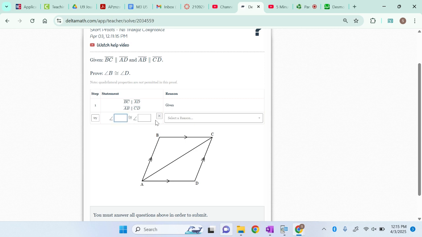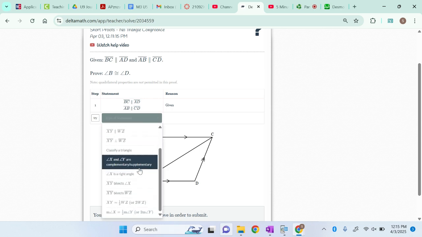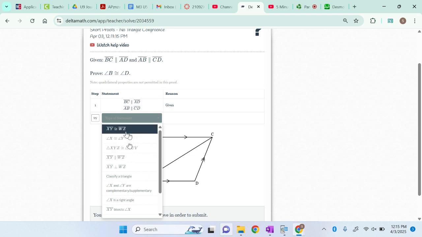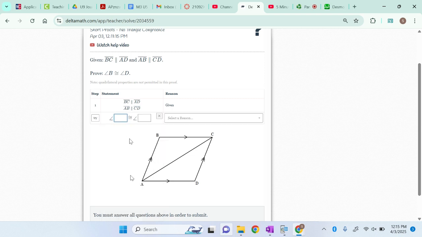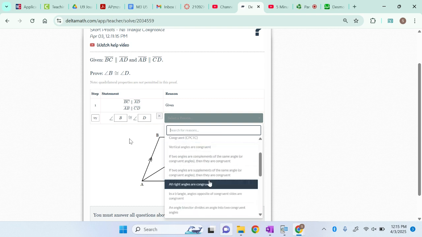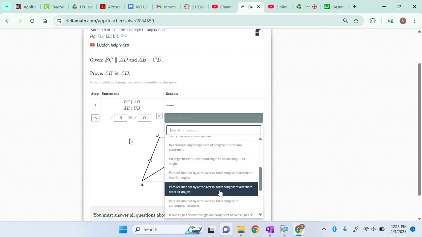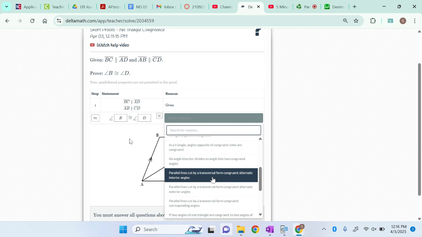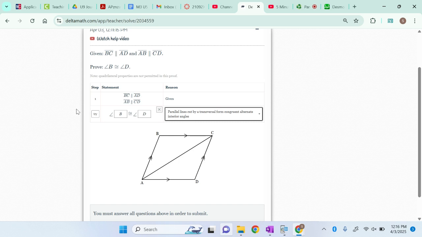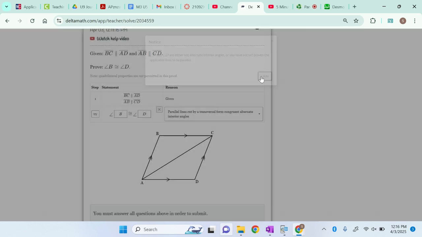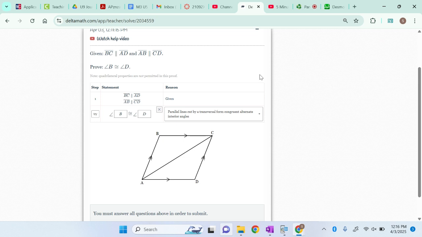So that's why it's so daggone short. So we can say that angle B is congruent thusly to angle D because, and you got to read these carefully, parallel lines cut by a transversal form congruent alternate interior angles. Hit try. What? Not alternate interior.